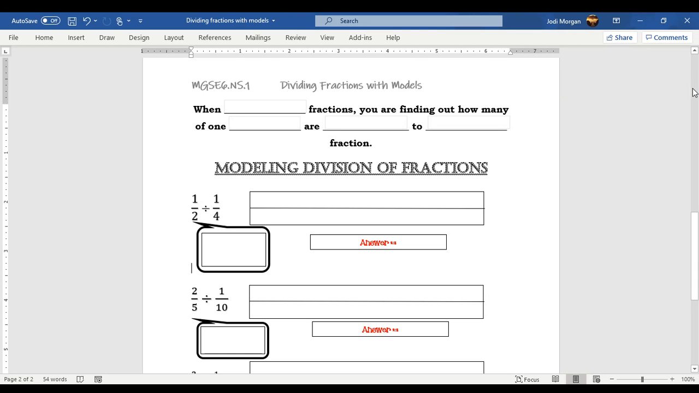Hey guys, I actually wanted to go over dividing fractions with models with you. This is a very tough concept, and by now you should have already watched that video and gone through a live Nearpod. And if you haven't finished the Nearpod, or this is on Monday instead of Friday, that is just fine. It's a tough concept.